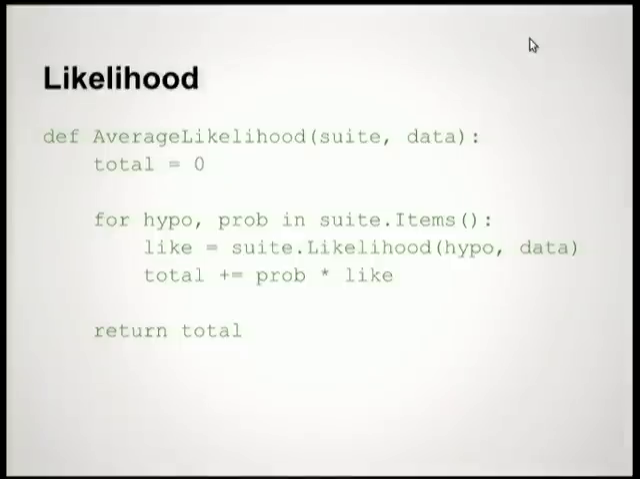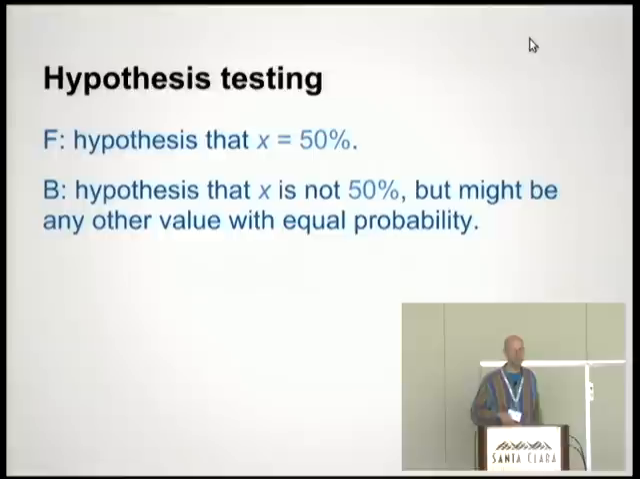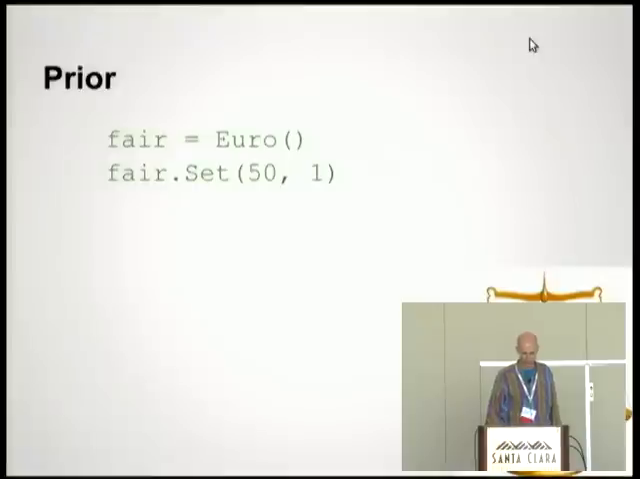That makes sense? Okay, so we're going to use average likelihood to compute likelihoods for these two hypotheses. So F now is going to be the hypothesis that X is exactly 50%. B is the hypothesis that X is not 50%, but could be any other value with equal probability. So I'm going to go back to that uniform distribution for now. We'll have a chance to revisit this. So you can think of this as uniform from 0 to 100 with a notch cut out of the middle at 50. That's what B is going to be.